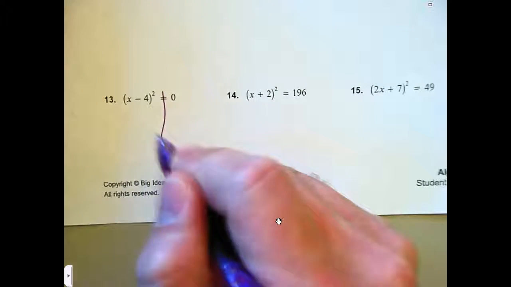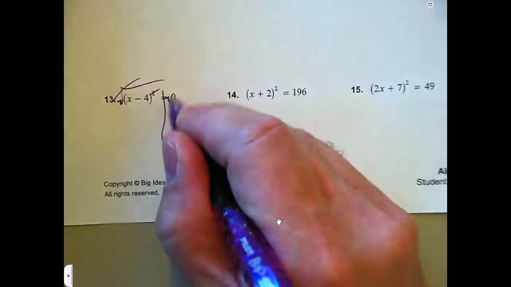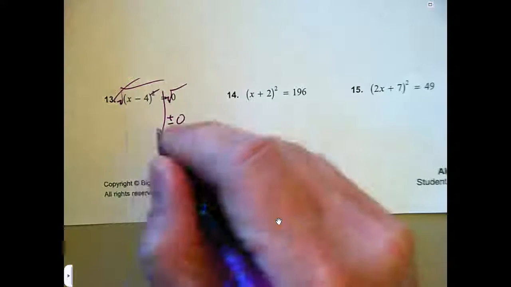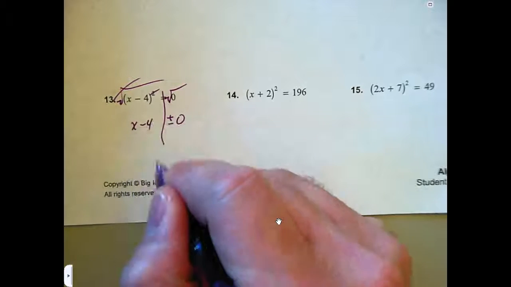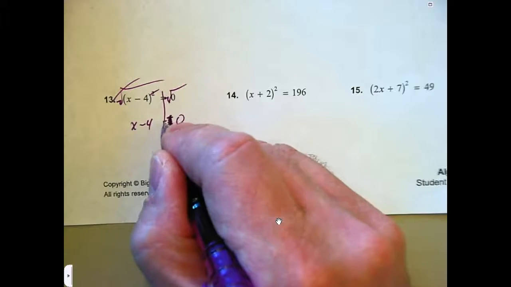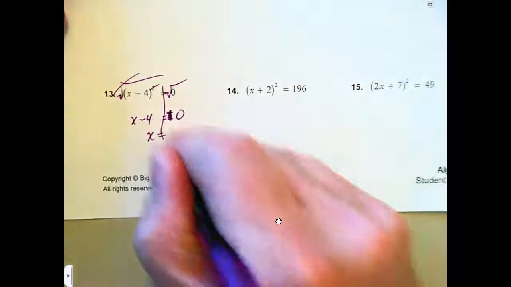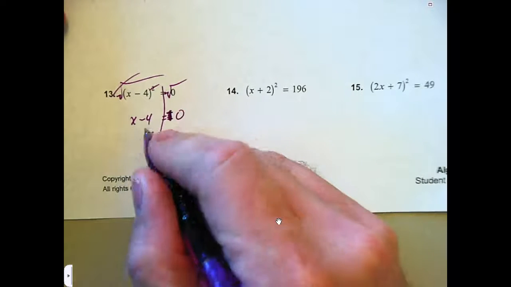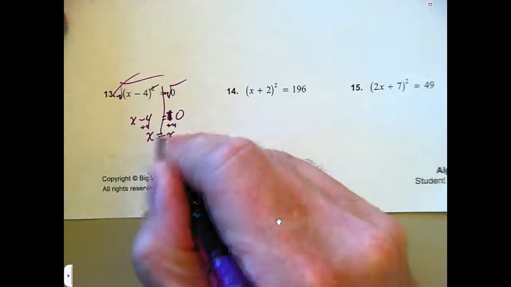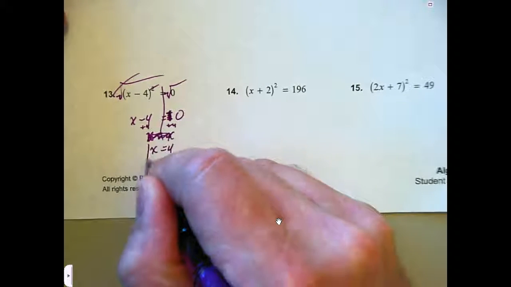Take the square root. So if I take the square root of this side, these cancel. I take the square root of that, I get plus minus 0, which really doesn't mean much of anything, right? No such thing as plus minus 0, it's just 0. So you have x minus 4 equals 0. What's x? Negative 4. Almost. Add 4, right? x equals 4.